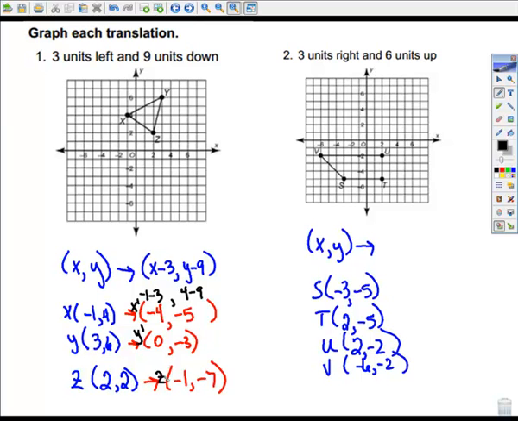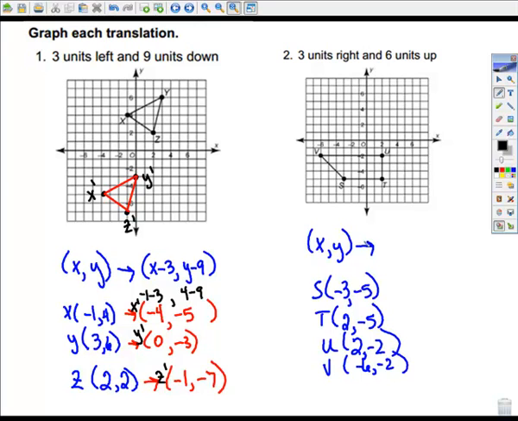So these are all transformed. It's no longer x, it's x prime. So we have -4, -5, there's x prime. 0, -3, there's y prime. And -1, -7, there's z prime, and let's go ahead and connect them. And you can see that they are congruent, and it has shifted this entire first figure left 3, down 9.